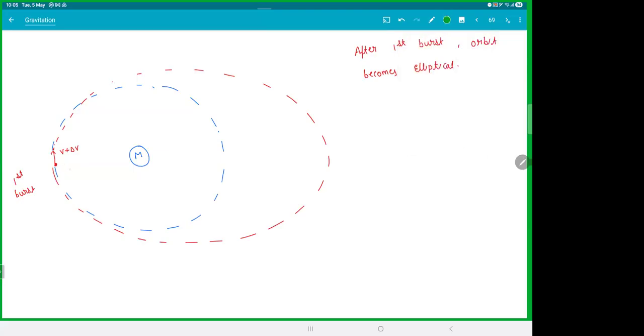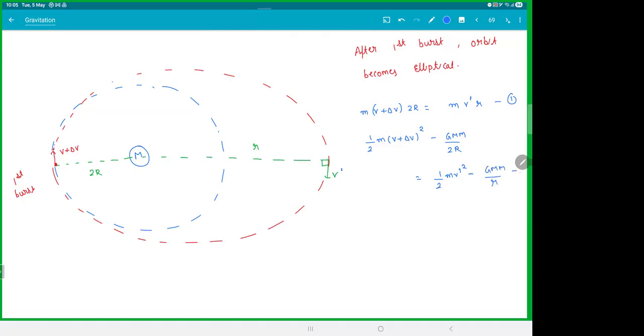And then the story is easy. So I know this distance already, 2r. This is the farthest point, small r. And this is v. Conservation of angular momentum, conservation of energy. This will be m(v plus delta v)(2r) is equal to m v' r. Then energy conservation: half m(v plus delta v) whole square minus GMm by 2r is equal to half m v' square minus GMm by r. You solve this, you get a quadratic.